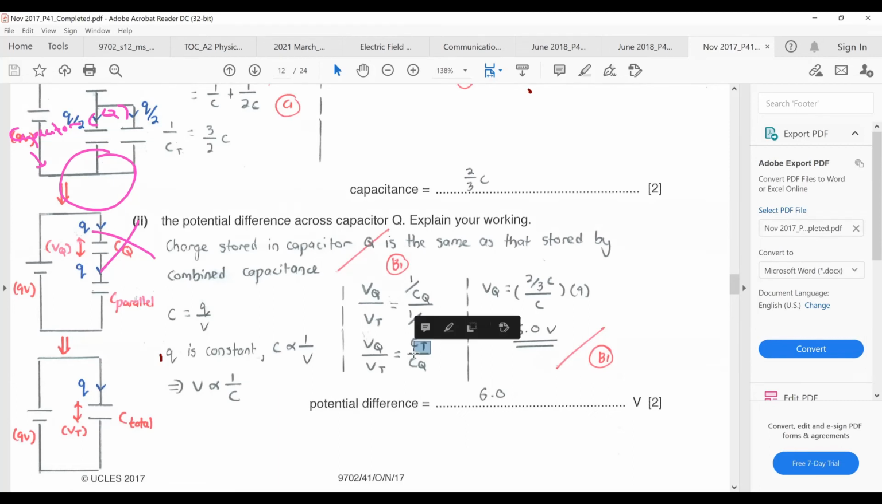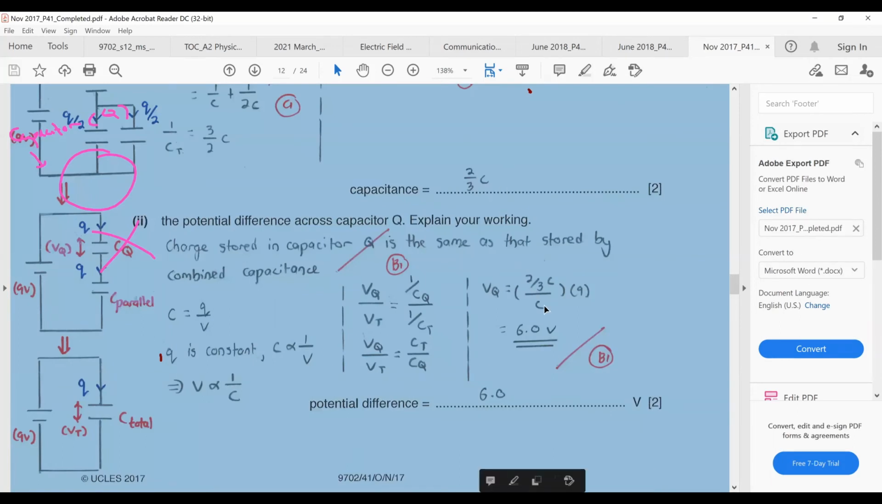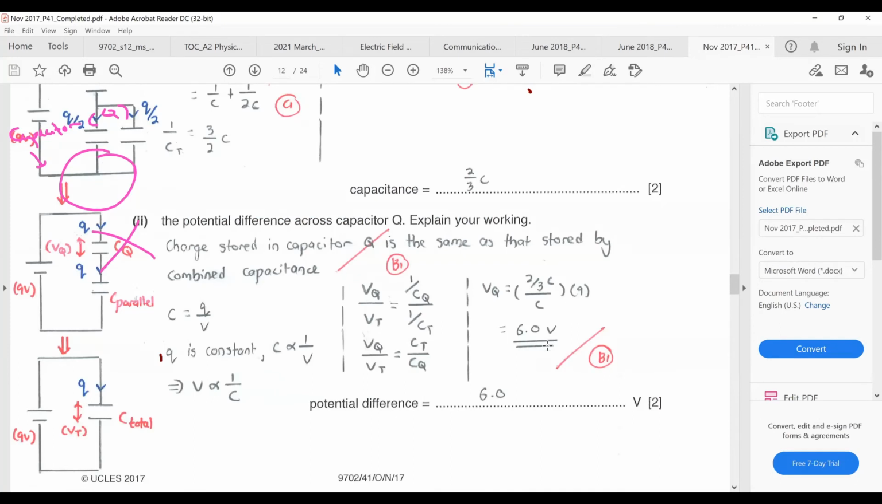So my CT is my total capacitance. My CQ is the capacitance of capacitor Q. It will be 2 over 3C over C. My VT is 9. My total voltage is 9. So I get the answer is 6. Okay, this is the way to solve this question.